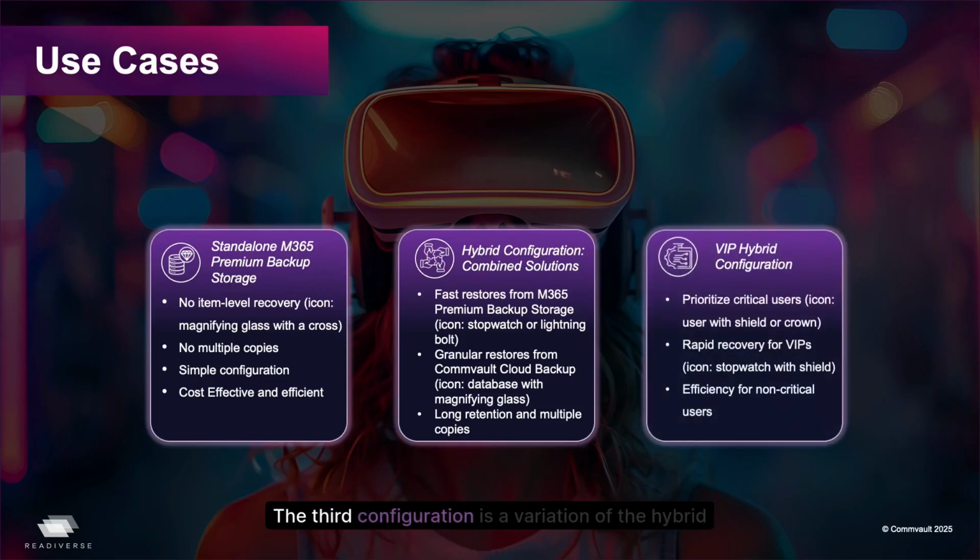The third configuration is a variation of the hybrid approach, but with a more targeted focus. When setting up M365 Premium Backup Storage, you can select specific users to protect. Many customers choose to prioritize VIPs or other critical users who require immediate accessibility to their data in the event of an outage. This ensures key stakeholders have rapid data recovery without compromising overall efficiency.